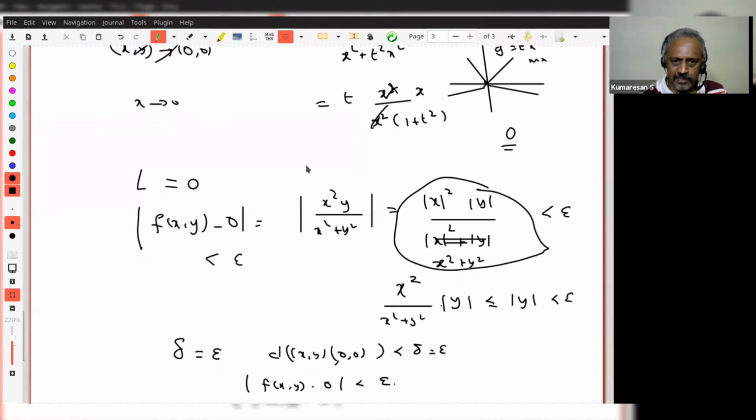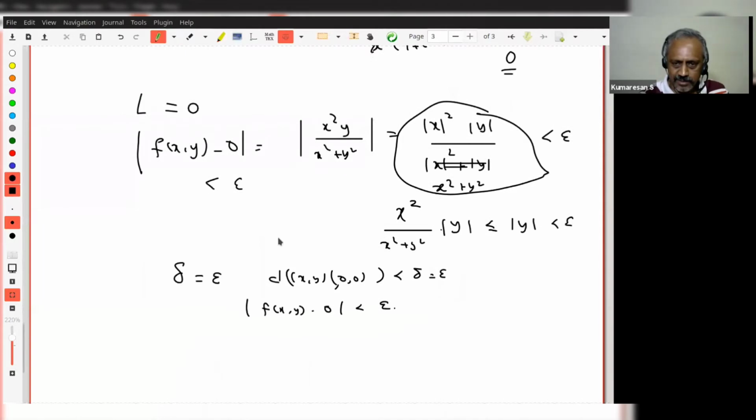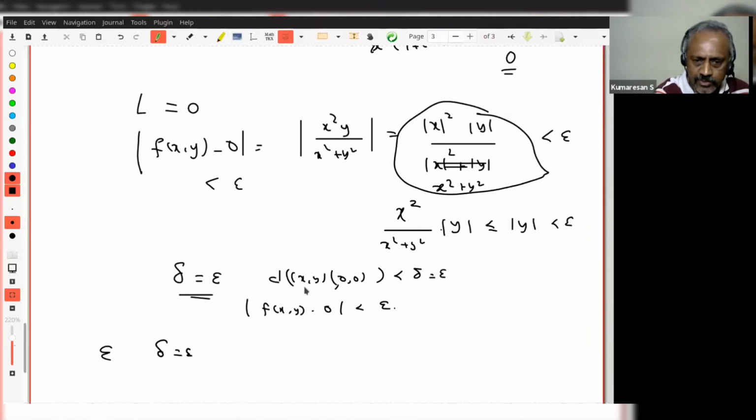Now what I did is I created wealth. Okay. Now I will do the accountant's job. The accountant's job is to check whether the details are correct. So you give me an epsilon. I choose my delta to be epsilon. You give me (x, y), so the distance between (x, y) and (0, 0) is less than delta. Then I have to show mod f(x, y) minus 0 is less than epsilon. I have to check this. But what is mod f(x, y) minus 0? It is mod x squared y by x squared plus y squared.